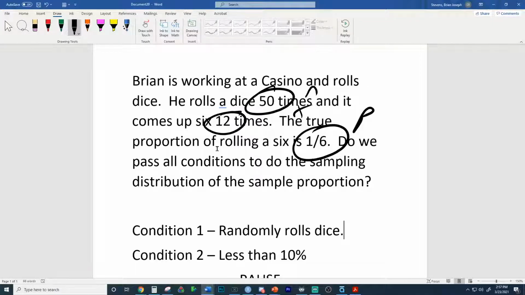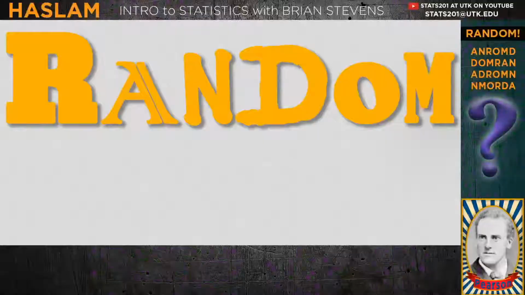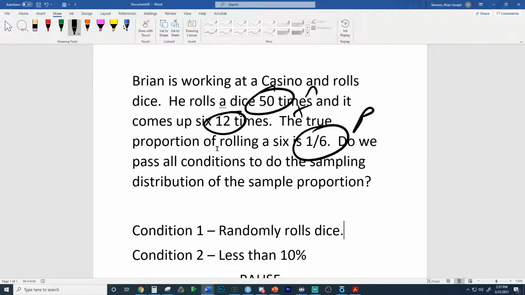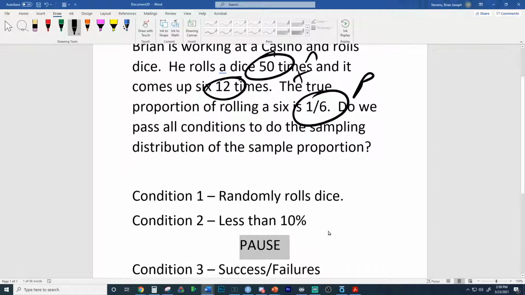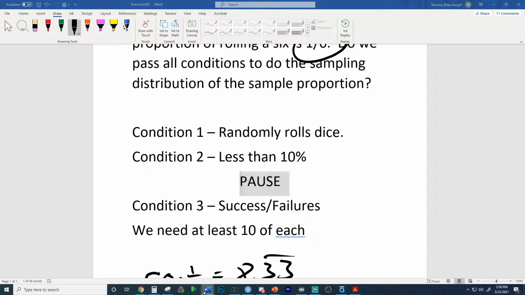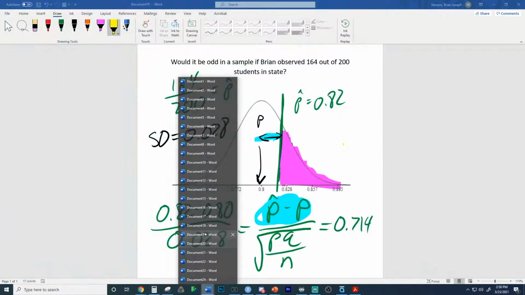Condition 1 is always that we randomly sample. We try to make that very clear in the questions we write. So did Brian randomly roll the dice right here? Random, 10%, and then we always pause. Don't worry, you are 100% right here. And then success, failure. And I went one further in class today at the very end.